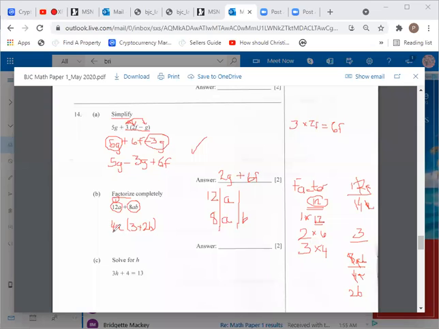I've pulled out the common factor, and then in the brackets, I've come up with the factor that I need to multiply by to give my original expression. Okay? I went pretty quickly there, but hopefully you would have understood at least a part of it.